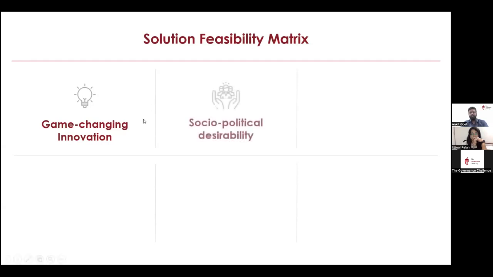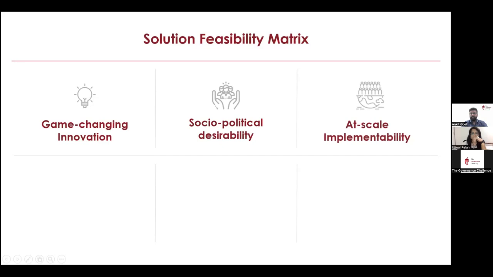Coming to the second one, that is socio-political desirability. This is basically understanding if these solutions are based in the context of Haryana, so that the people of Haryana will accept the solution. And there would also be political buy-in to implement those solutions, right? So think of what is needed in Haryana. What is it that is desired by the people of Haryana? What will work in the context of Haryana, and then create those solutions.